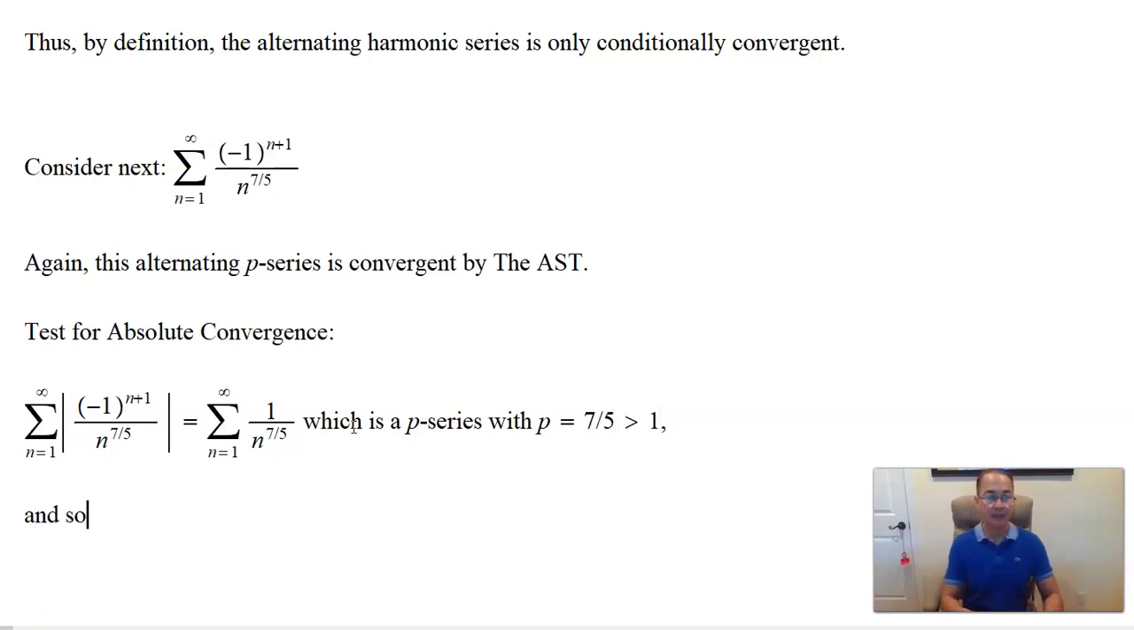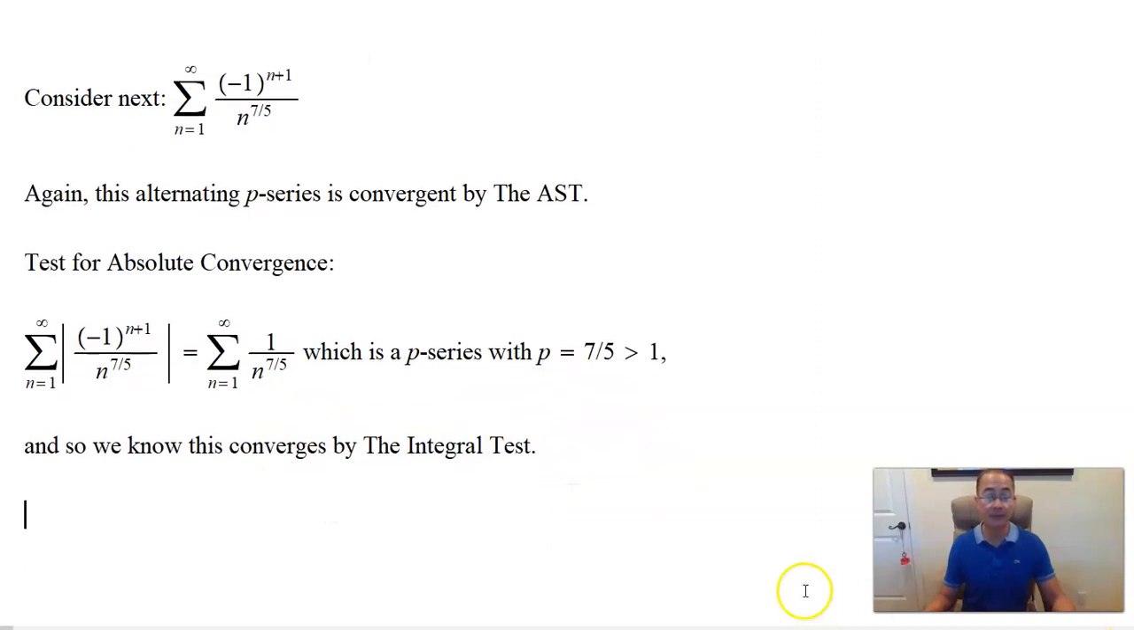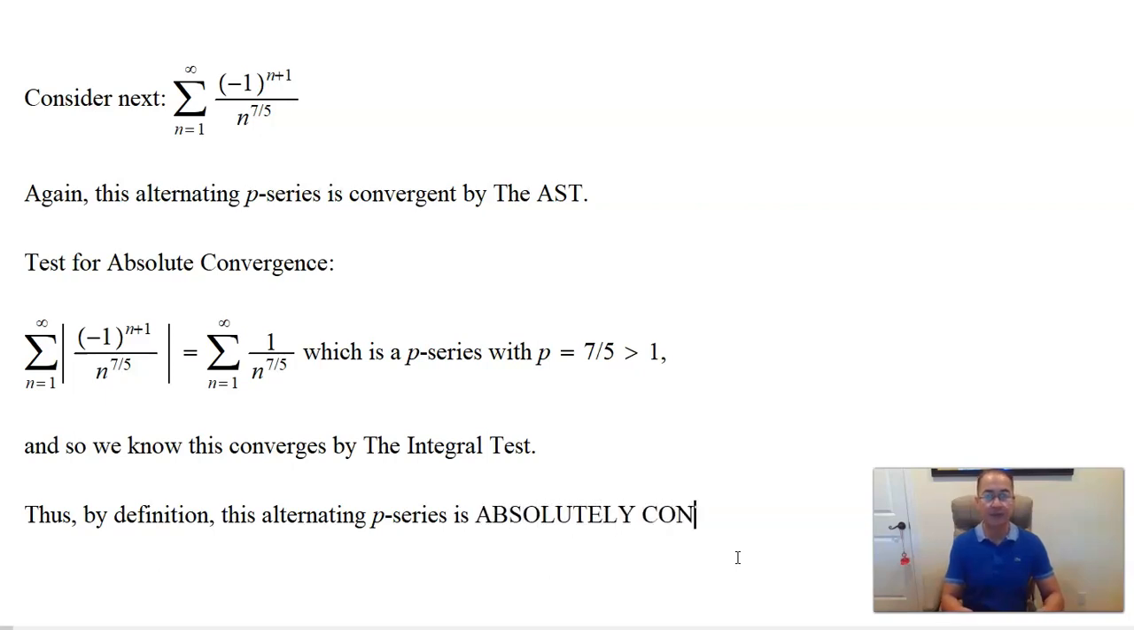And so we know this converges by the integral test, which allowed us to conclude that the p-series with p bigger than 1 converge, and those with p less than or equal to 1 diverge. So thus, by definition, this alternating p-series is absolutely convergent.